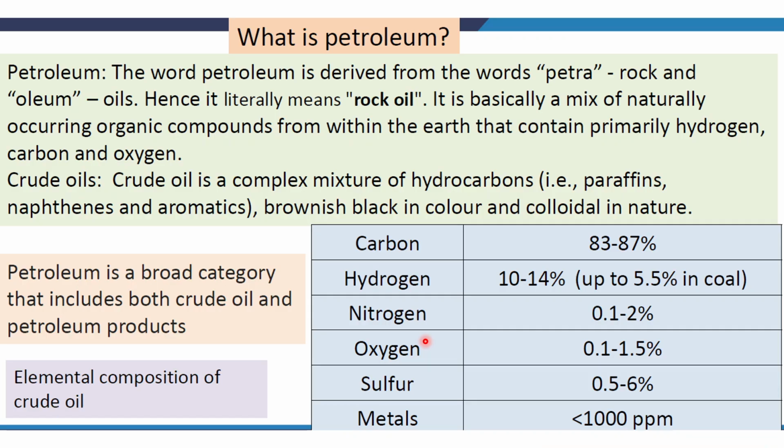So let us start with what is petroleum. Basically, petroleum is another kind of fuel. The word comes from petra and oleum, where petra means rock and oleum means oil. So basically, it is rock oil. It is a mixture of organic compounds which are found within the earth, and it mainly consists of hydrogen, carbon, and oxygen.